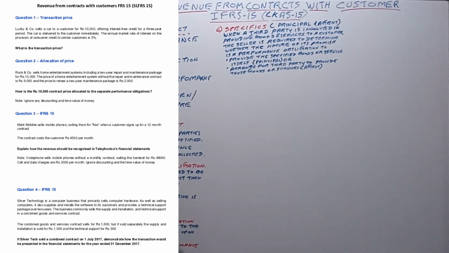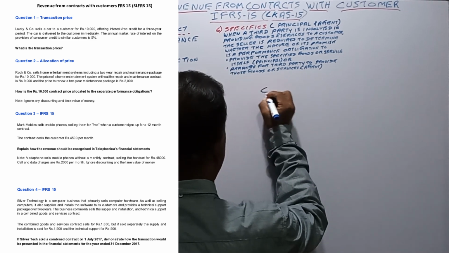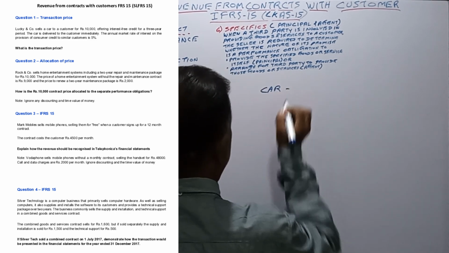Questions, right? Question number 1. Lucky and Company sells a car to a customer for 10,000, offering interest-free credit for 3 years. They have provided a car, right?